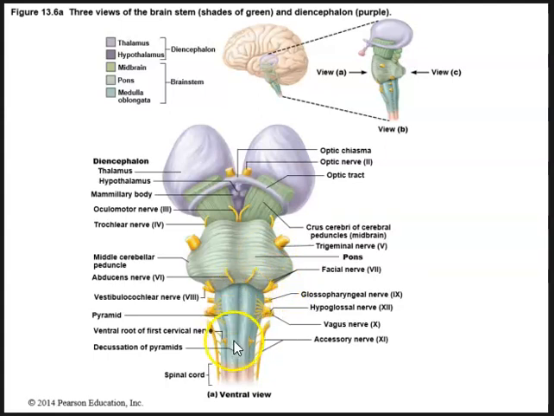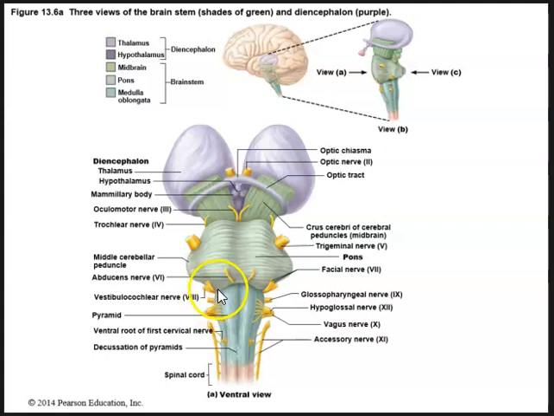And then here is our medulla oblongata. We can see these structures making up the pyramids. And then we have a decussation, or crossing over, of the pyramids, where we have a crossing over of the motor axons. Okay. And then lateral to the pyramids, lateral to the medulla oblongata, we have our different cranial nerves.